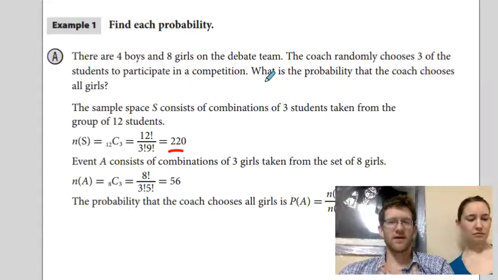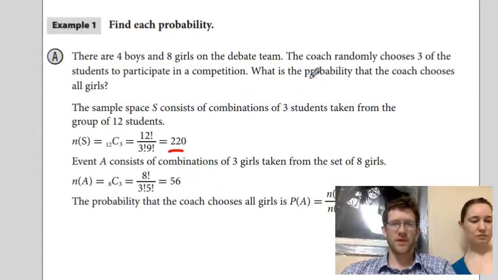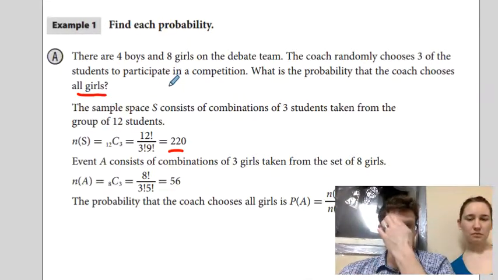Okay, and then we read about event A. It says, what is the probability that the coach chooses all girls? So event A is choosing all girls. So how many elements are in the sample space for A?